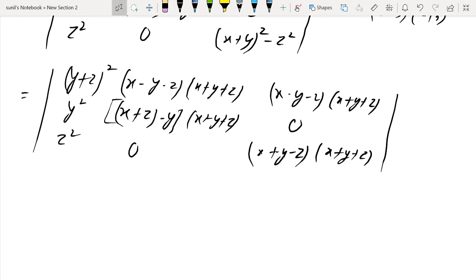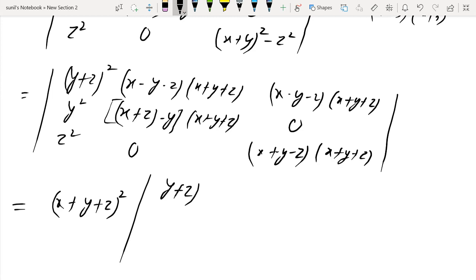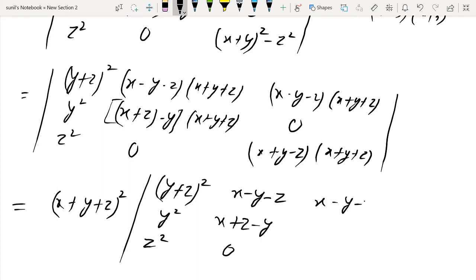Now let us take the common. Taking common x plus y plus z from C2 and C3, it will become like this. So (y plus z) whole square, y square, z square, and x minus y minus z, and x plus z minus y 0, and x minus y minus z 0, and x plus y minus z.